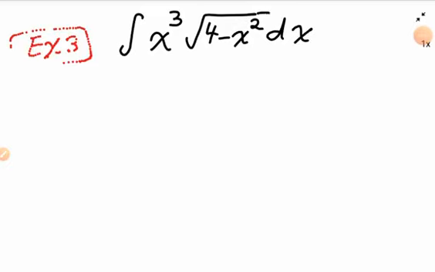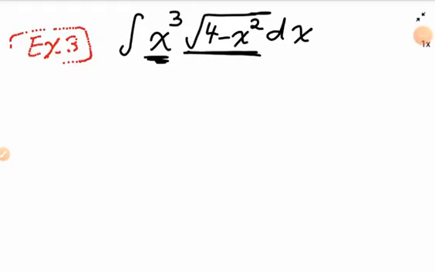This case is very important to you. We said to choose u you should follow the LATE word, right? LATE means logarithms, inverse functions, algebraic functions, trigonometric functions, and exponential. So we find that x to the power of 3 is an algebraic function, and radical 4 minus x squared is also an algebraic function. So which one will be u? Both of them are algebraic functions.